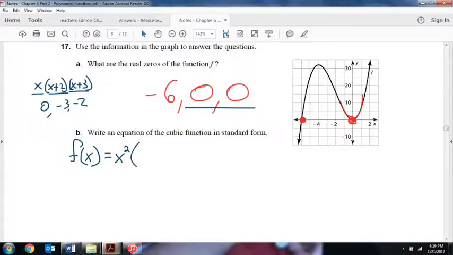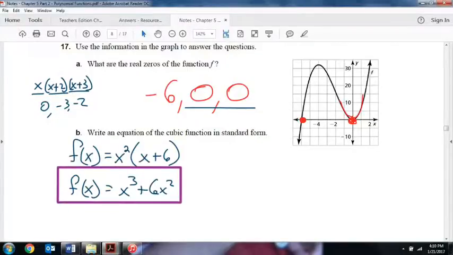And then for the -6, it's x plus 6. There's really nothing funky to do with this at all. You just need to distribute this and get it in standard form. So when I distribute that x squared, f of x equals x cubed plus 6x squared. Cool? Let's do the next one.